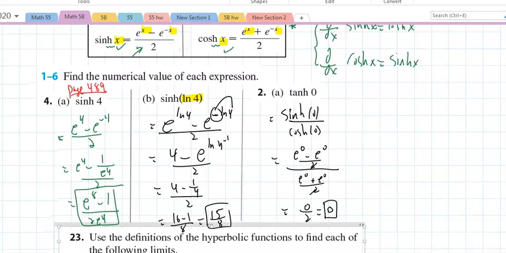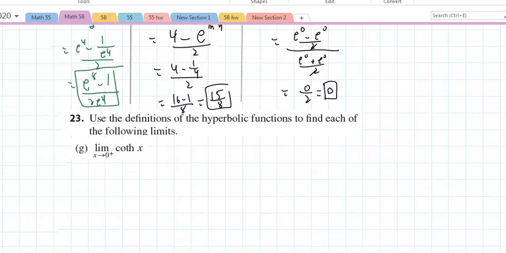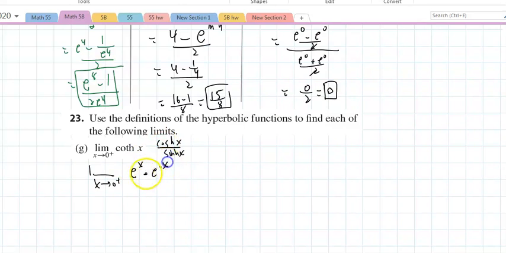I am a big fan of limits, and there's only one problem on limits. I'm going to do a part. Number 23 has a lot of parts. It says use the definition of hyperbolics to figure out what these limits are. I'm going to say this is the limit as x approaches 0 from the right. So I'm going to say this is the cosine over sine. Again, all of these identities hold. You could look in the book. They have about 32 identities you could look at. So hyperbolic cosine is e to the x plus e to the minus x divided by 2. And hyperbolic sine is e to the x minus e to the minus x divided by 2.